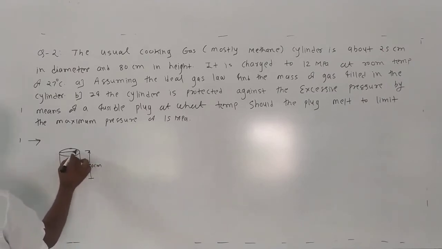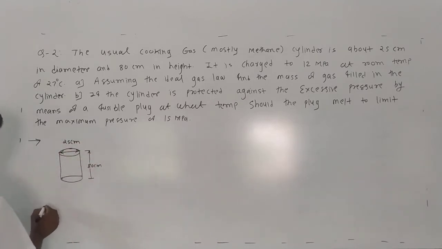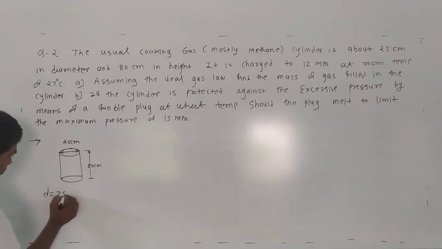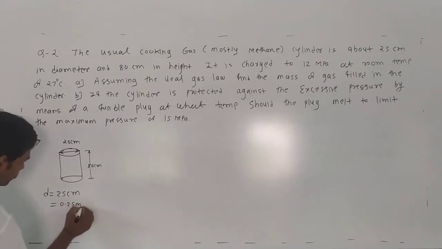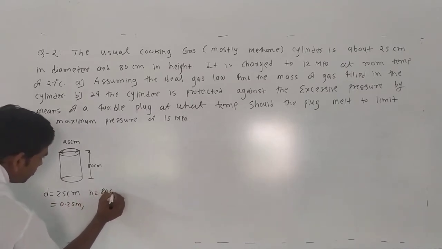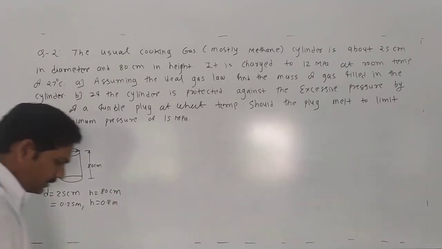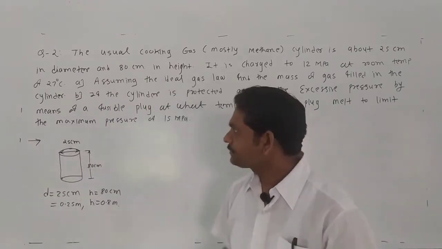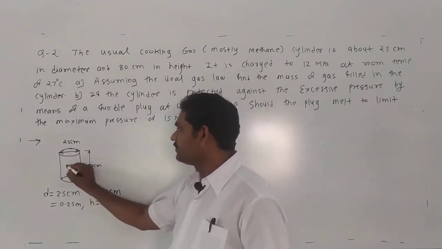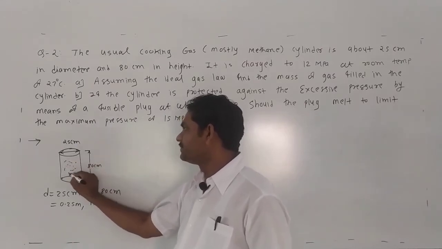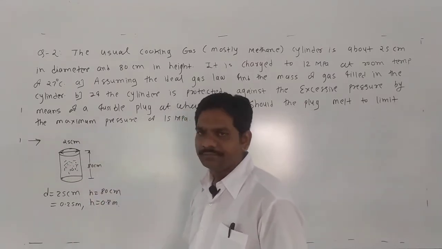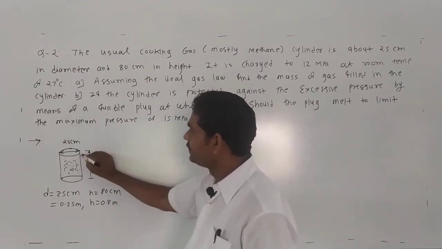Okay. And what is this diameter? This diameter is given, boys. It is 25 centimeters. What is the value of the small d? 25 centimeter, converted into meter, is 0.25 meter. Height h is 80 centimeter, converted into meter, is 0.8 meter. This condition is given in the problem. Inside, what is present? The methane gas is present. Suppose in a cylinder the methane gas is present. This is the cylinder.